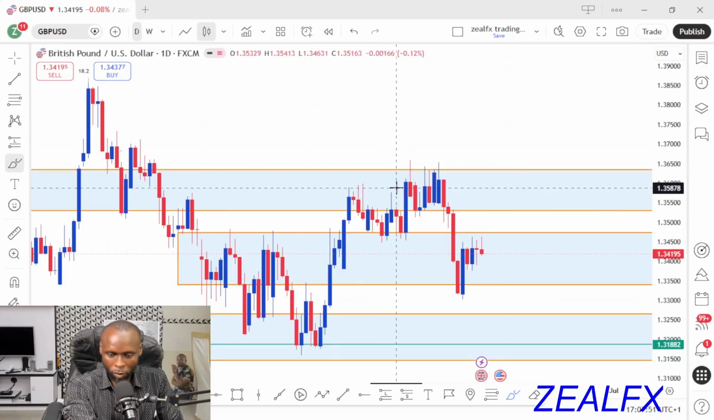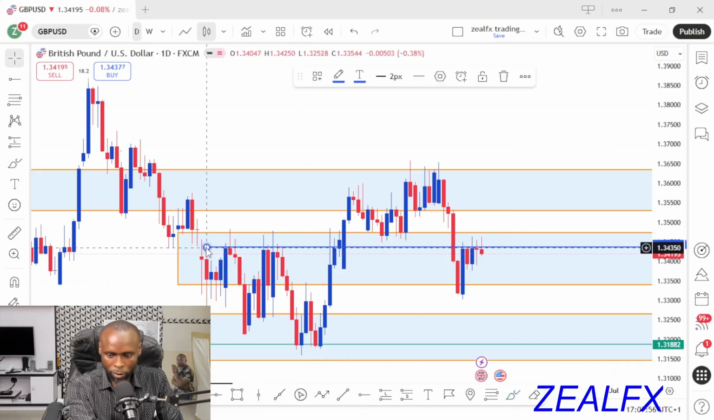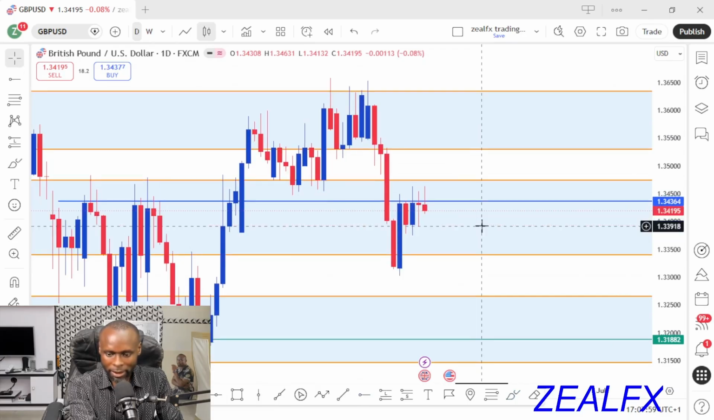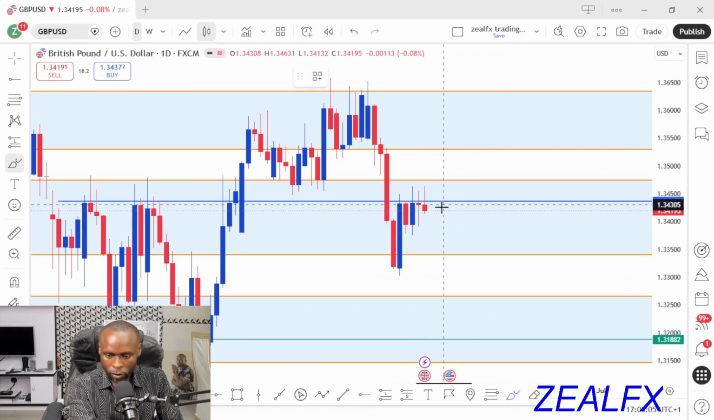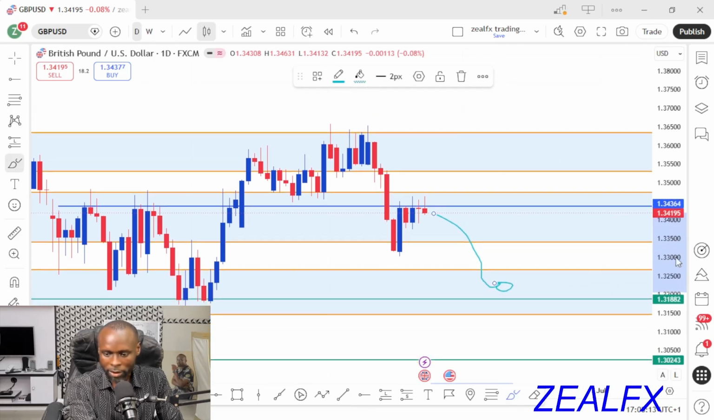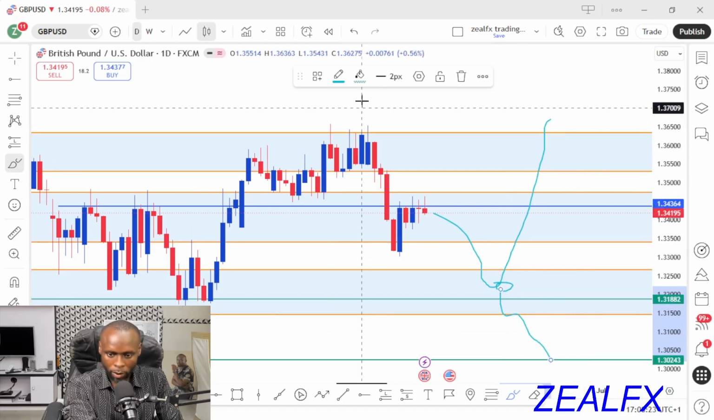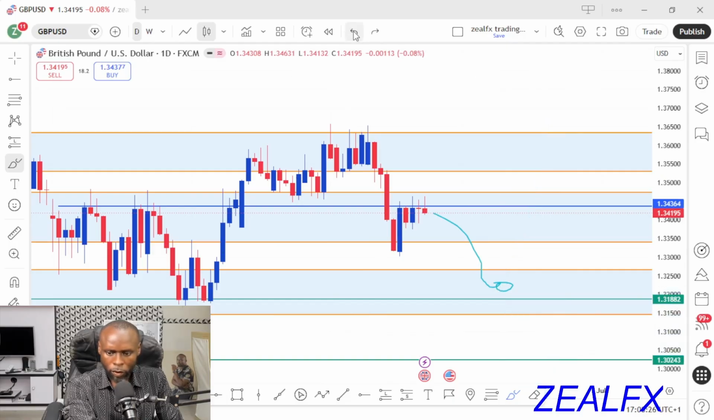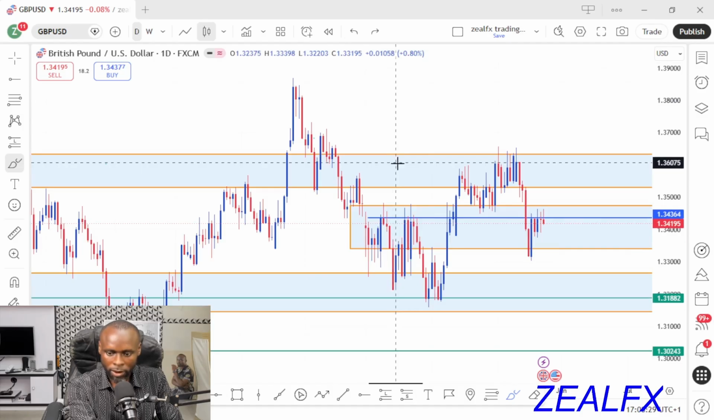So let's go to the daily time frame. On my daily time frame, we can clearly see that we have price rejecting from this resistance level, which might trigger the reversal of price back to this weekly support level. If price fails to break this support level, this might trigger price to move back up. Then if price breaks this support level, this might trigger price to still move lower on the GBPUSD.